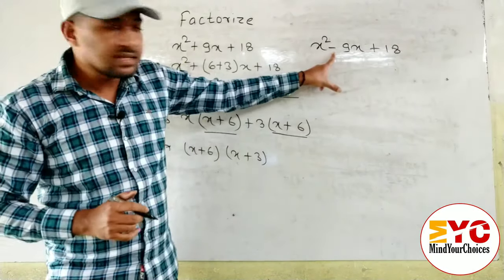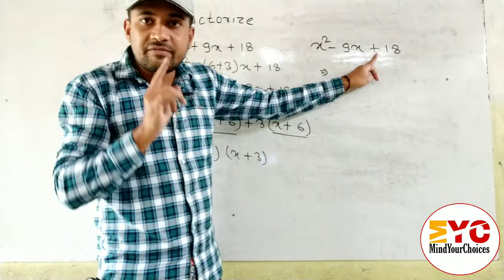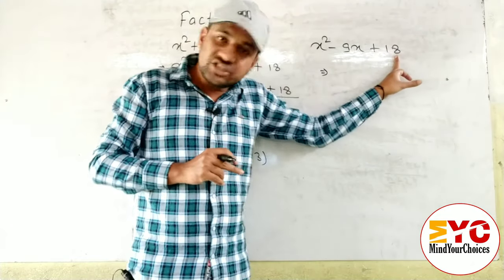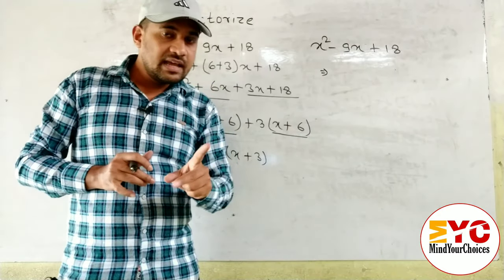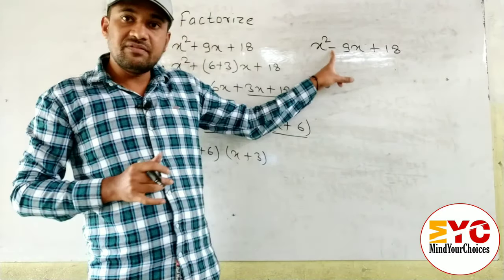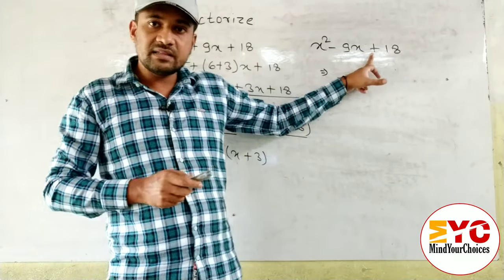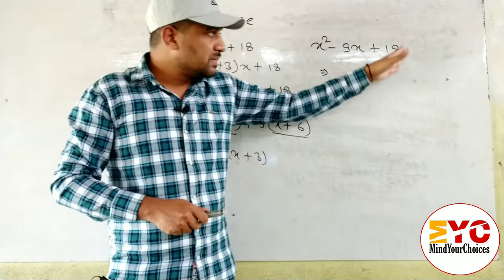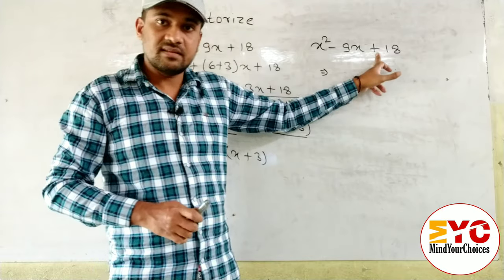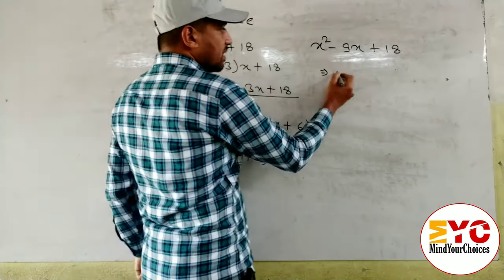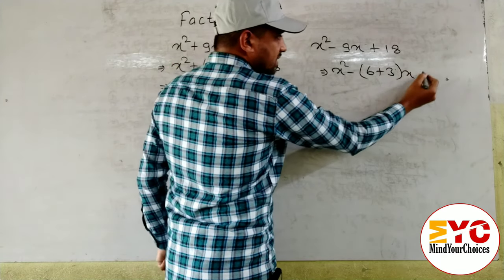Now look at this one. Here is plus, but here is minus. Doesn't matter. We have to look at this sign. We have to find factors whose multiplication is 18 and addition is 9. 6 into 3 is 18, and 6 plus 3 is 9. This sign will not affect the addition. But if the middle sign is minus, we have to find factors whose multiplication is 18 and subtraction is 9. But here it is plus. So x square minus 6 minus 3, x plus 18.